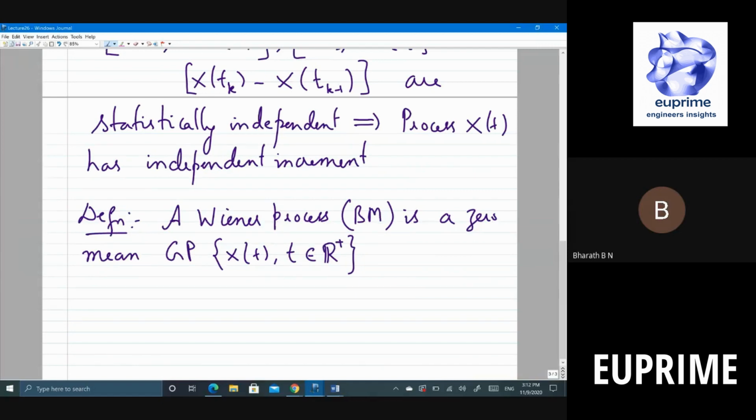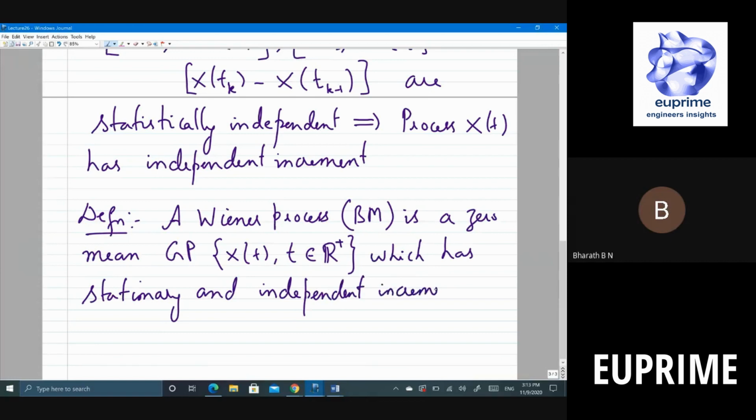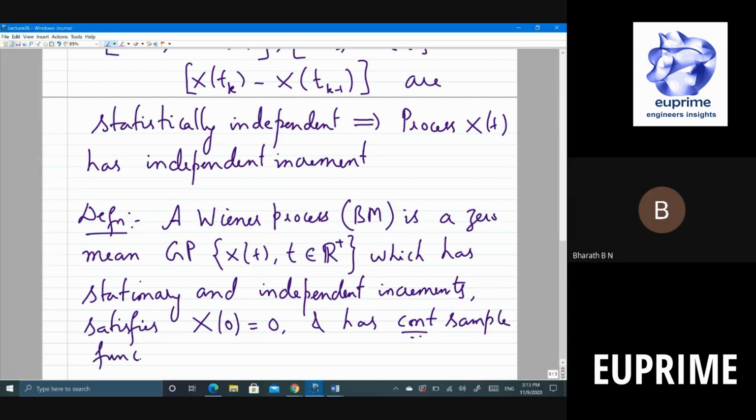That is, the expected value of X of T is zero for all T greater than or equal to zero, and it has stationary and independent increments, and also it satisfies x of 0 equal to 0. Well, I should say almost surely, because x of 0 is a random variable, and it has continuous sample paths, continuous sample functions, with probability 1. Okay, so the last part is a bit technical.